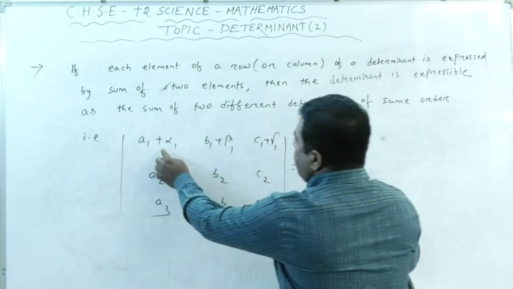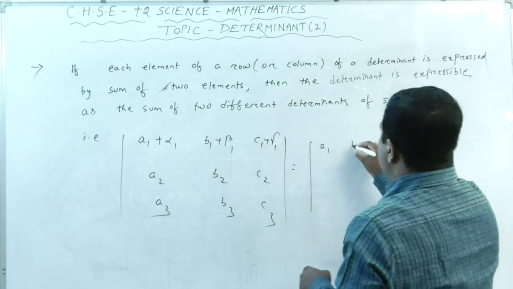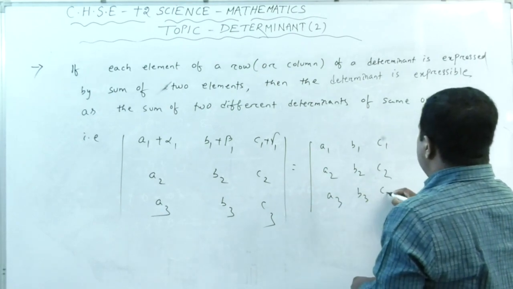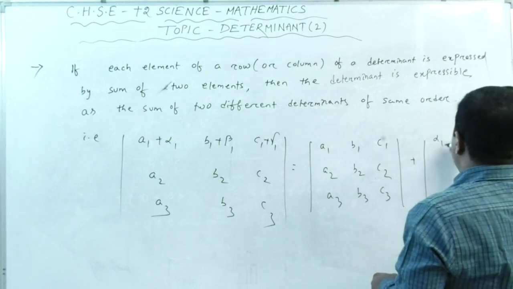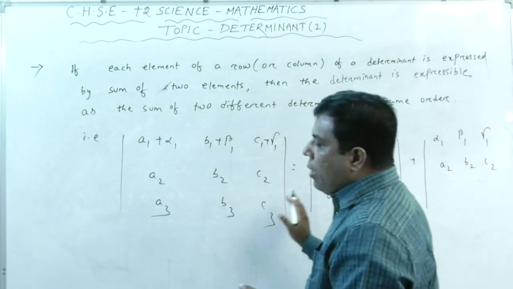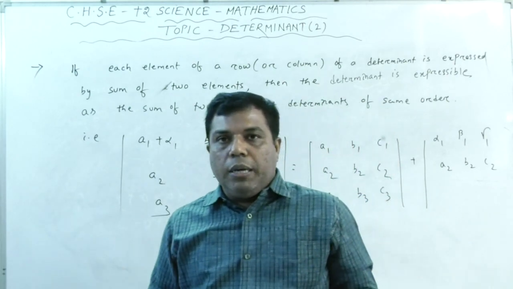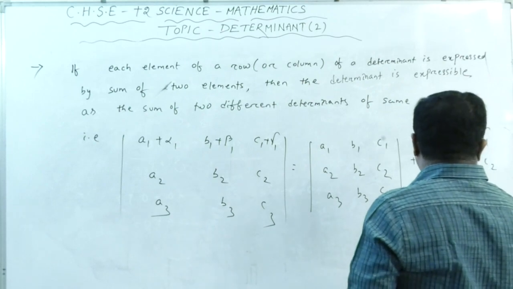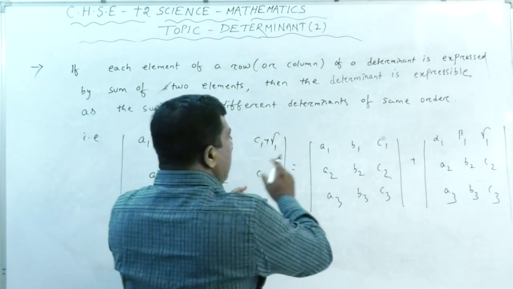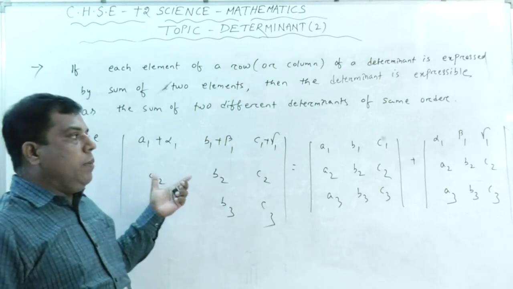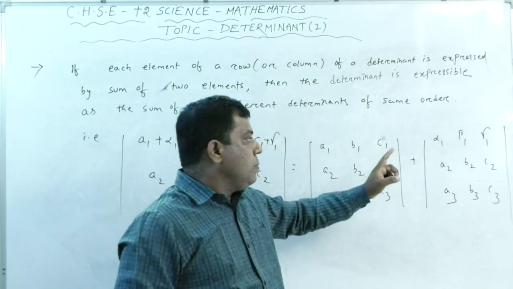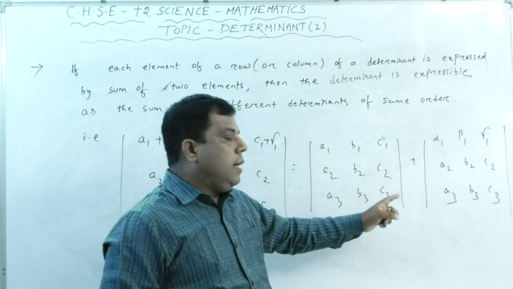One determinant is a1 b1 c1, a2 b2 c2, a3 b3 c3, plus the next one is alpha 1 beta 1 gamma 1, a2 b2 c2, a3 b3 c3. Row 2 and row 3 are unchanged in both determinants. Only what you have to do is split the first row from the addition, where it is shown as the sum of two different elements.